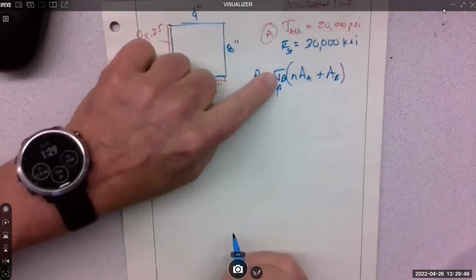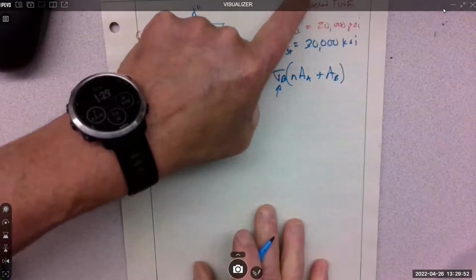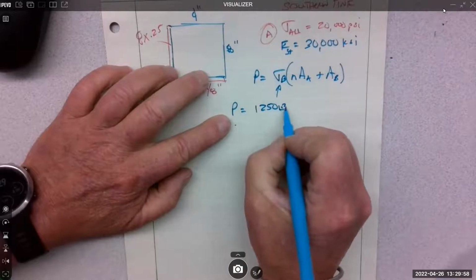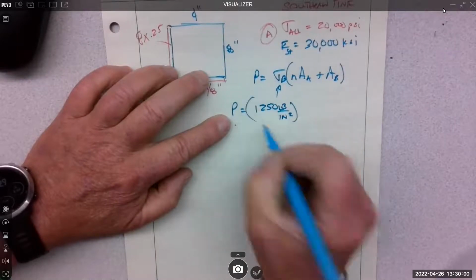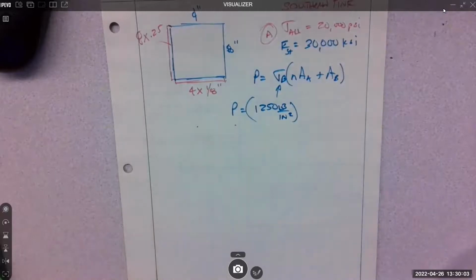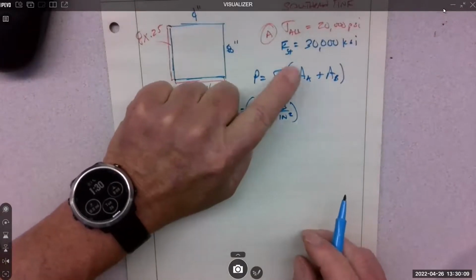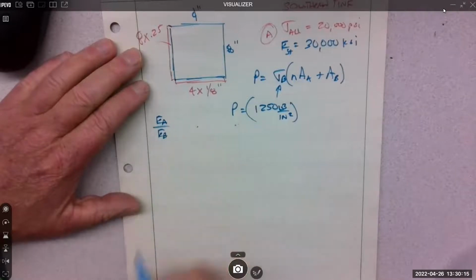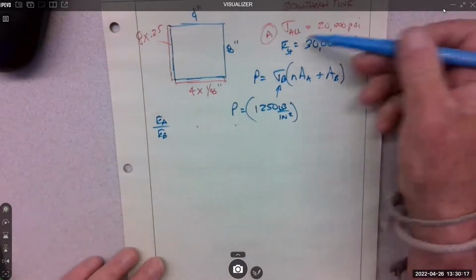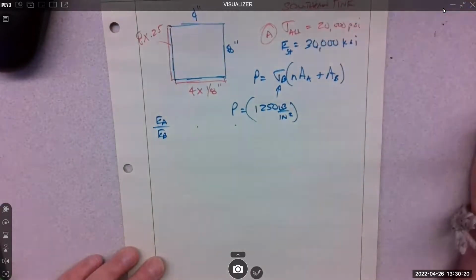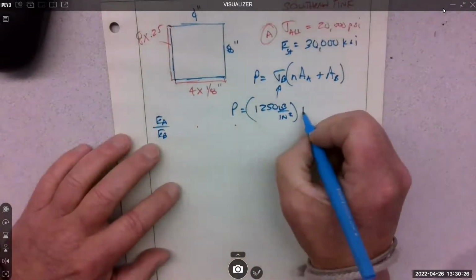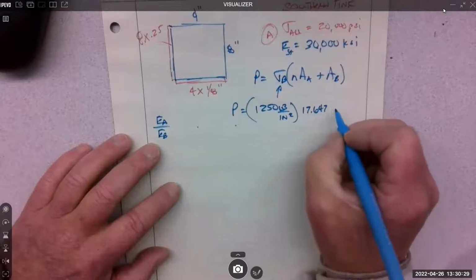So P equals, that's going to be 1250 PSI. I'm going to write units out, right? Because that weaker thing is going to be the control. Modular ratio is, what is that again? Yeah, so it's EA over EB. So it's going to be 300 over 17. What is that? 17.647. That's the modular ratio.